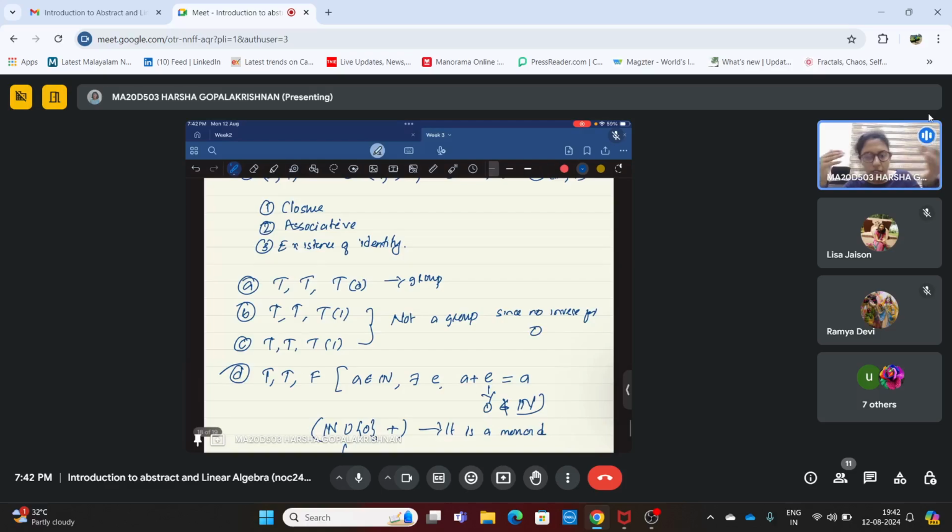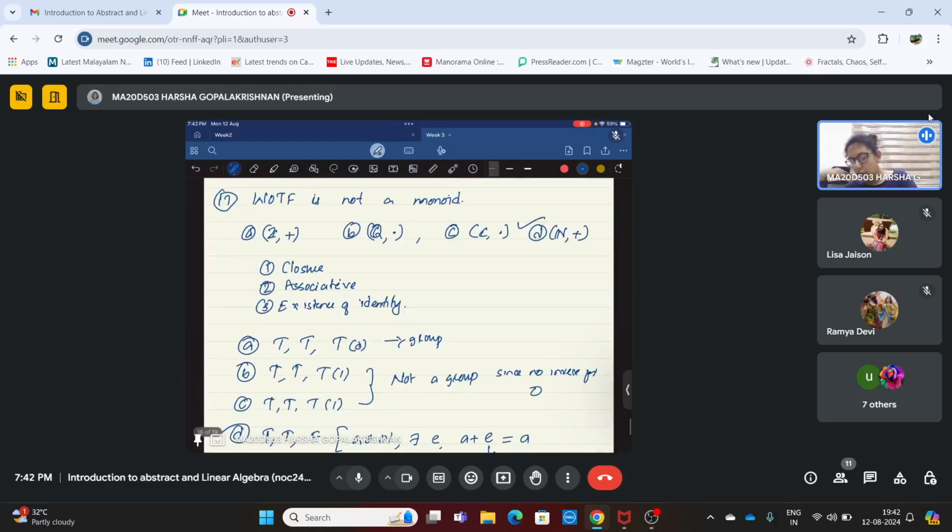That is why we go to the respective group. To make it a group, what will we do? Q minus 0 with multiplication, or C minus 0 with the multiplication operation, right? That is the way we will refine it to a group.